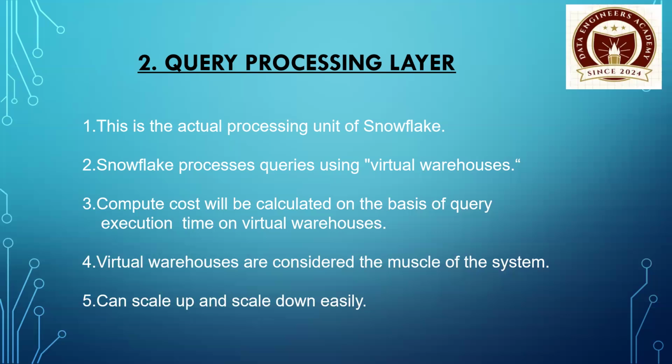Virtual warehouses are considered the muscle of the system, while the cloud services layer is the brain of the system. It will take care of everything. The query processing layer is the muscle of the system, so if you want to do any physical task, it is done there, and it can scale up and scale down easily. Suppose I have selected an extra small warehouse and in future my data size is growing. At any point of time, we can increase the size of the virtual warehouse. That process we call scale up. We can scale up and scale down easily. This is the query processing layer.